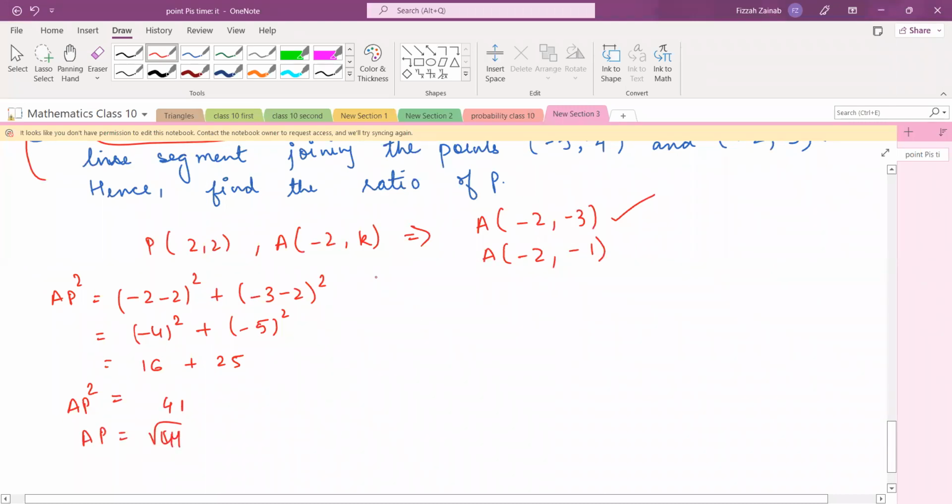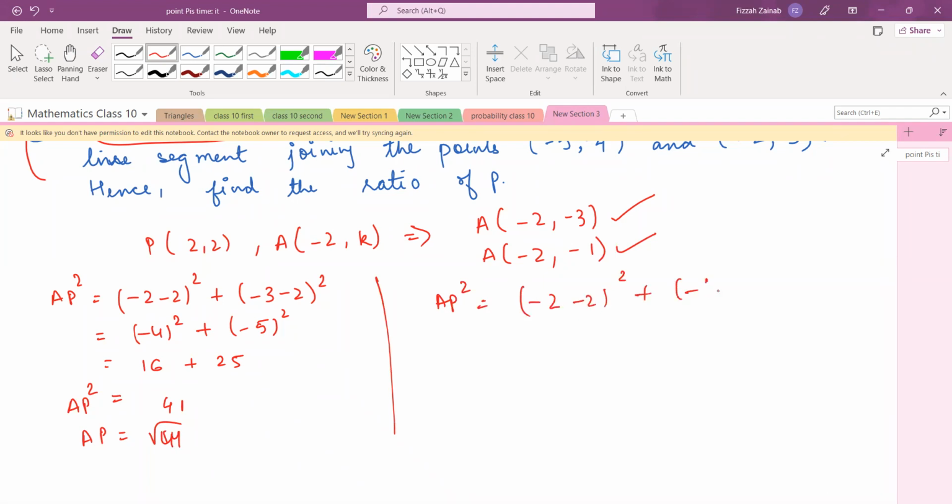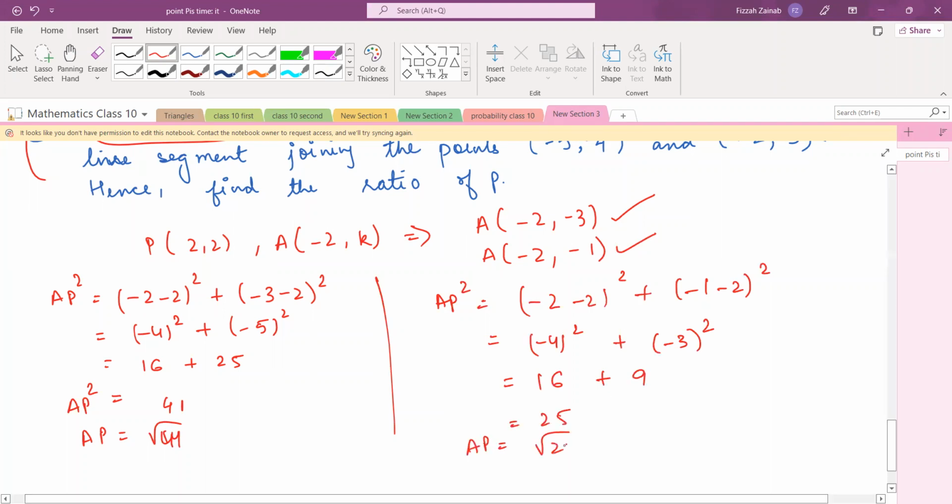Oh, okay, let me find for this one. AP square is -2 whole square plus -1 whole square. So -4 whole square and plus minus of 3 whole square. So 16 plus 9, that is 25. And this will give you AP as square root of 25, which is 5 units. This is square root of 41.